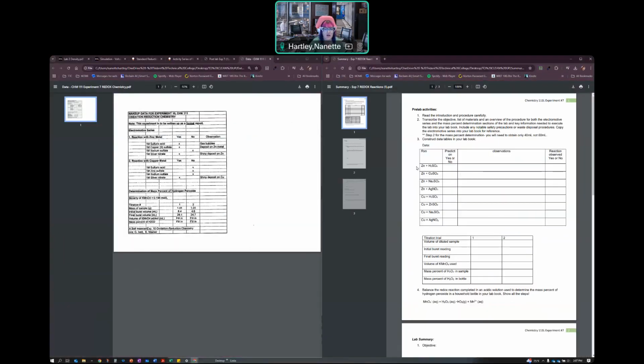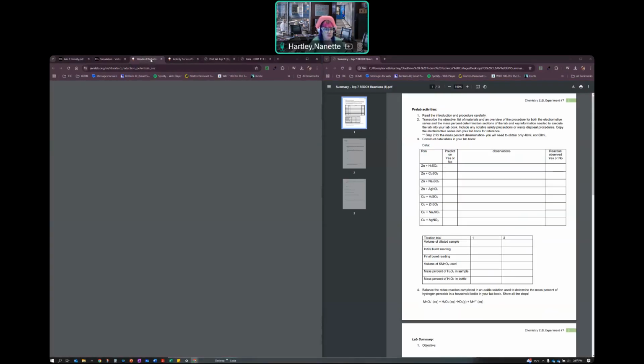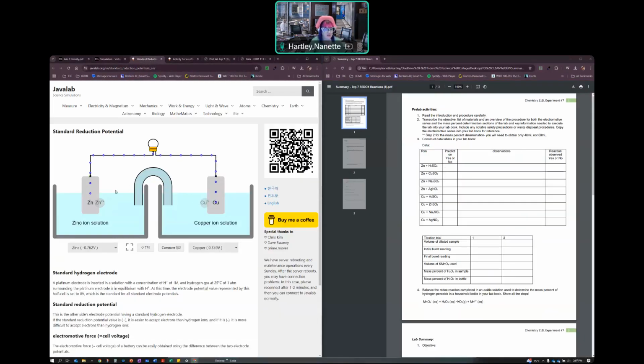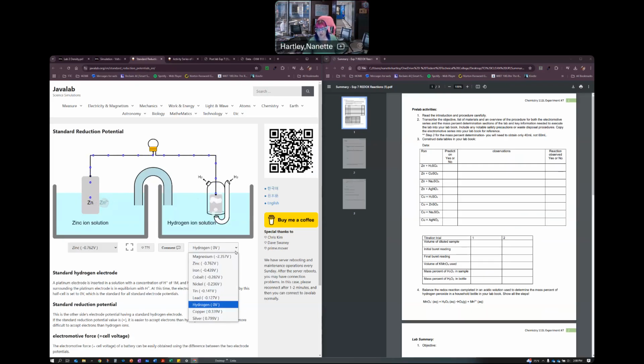So I come in here and say, okay, they've asked me to look at the reaction between zinc and hydrochloric acid, right? So H2SO4. When I come into this simulation, I can see that here I have zinc, and over here I can see zinc and hydrogen. This is one of those reactions that I can look at, zinc and hydrogen. That's one of the two reactions that I'm looking at.